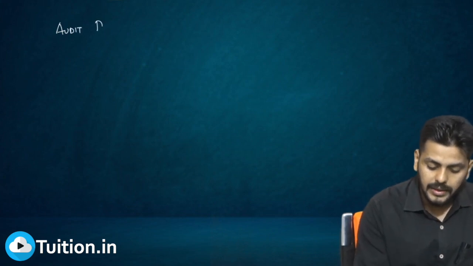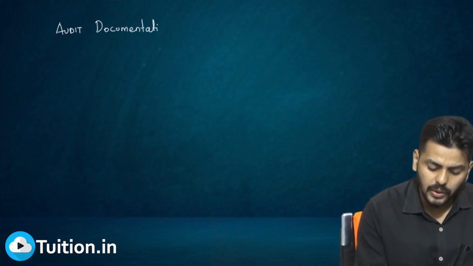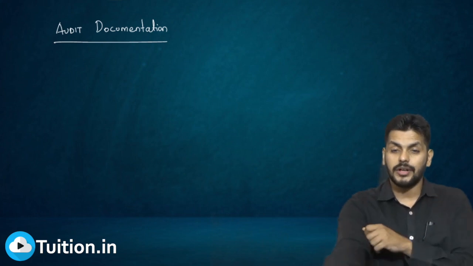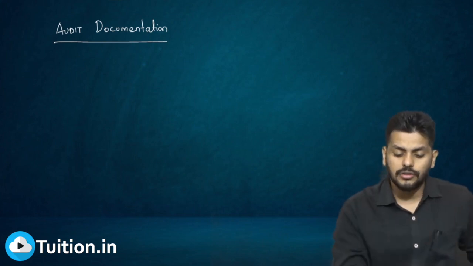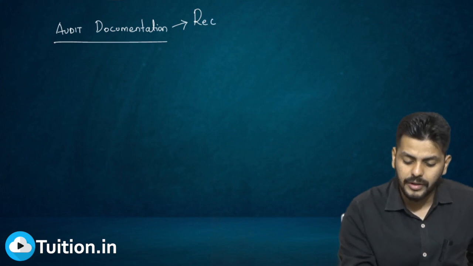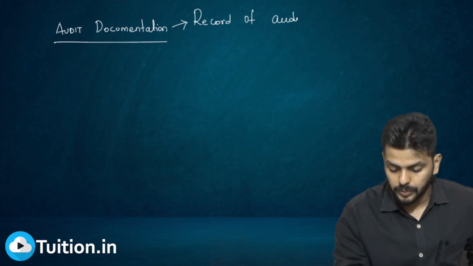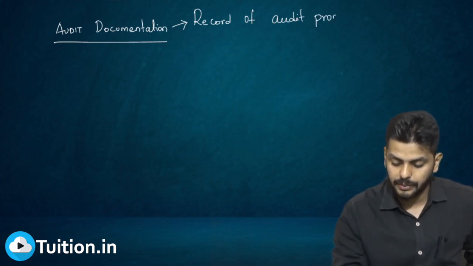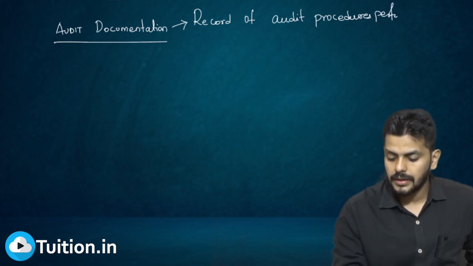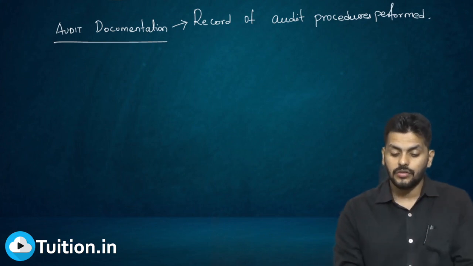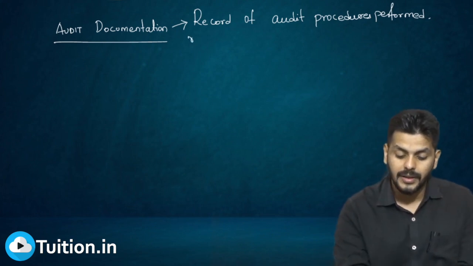Now this, again, as we go, let's start with the definition only. Every time we go with the definition. So now we talk about what is audit documentation, the definition of audit documentation. Audit documentation is nothing but a record of audit procedures performed, because you have to have a proof, right? So tomorrow if somebody is coming and telling you what did you do in the audit, this is what it is. Record of the audit procedures performed.